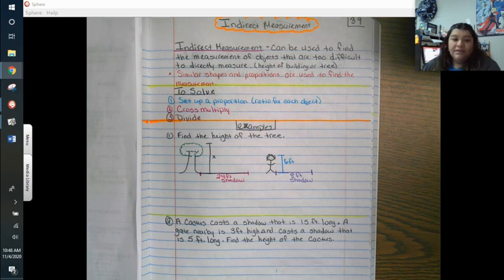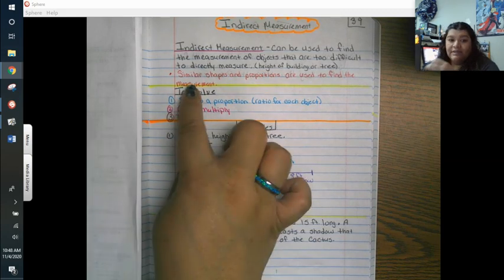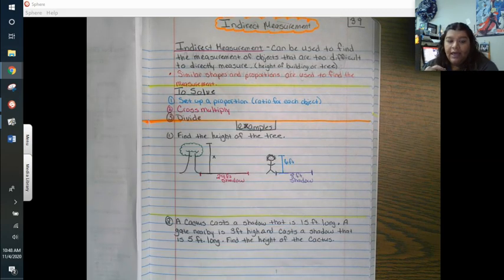All right. So indirect measurement, what is it? Well, we can use this to find the measurement of objects that are too difficult to directly measure, like I cannot measure a 10-story building at all. So what we do is compare it to something that's pretty much close by it. We're going to be using triangles, so similar shapes and proportions are used to find the measurement. We're using something similar to it, okay?